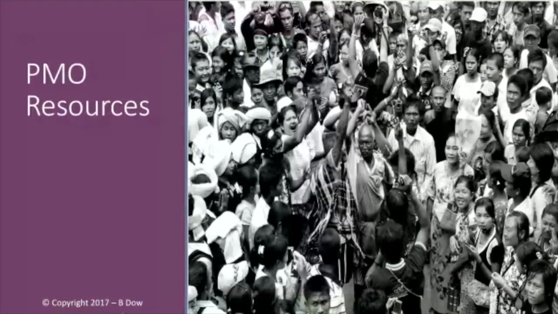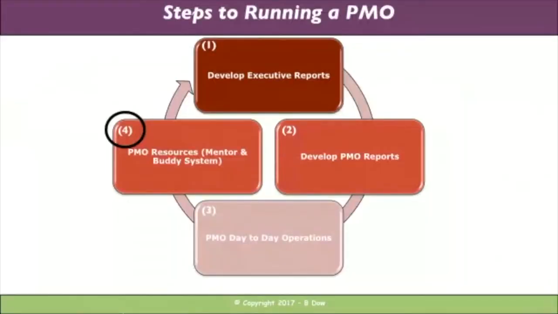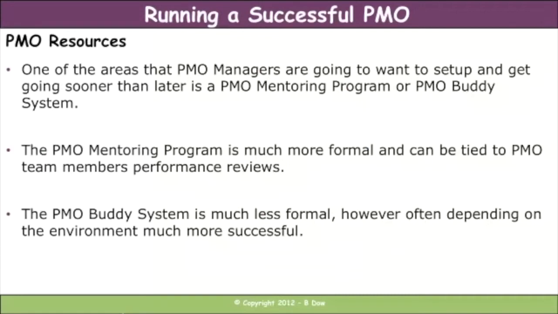So PMO resources. When we looked at that round circle a couple minutes back, we said there's really 4 components. We talked about reporting and then specific reporting. Then we got into the day-to-day, but we've got to think about our resources. What can we do from a PMO resource perspective? It's so important. Here's that circle, and we're basically at number 4. What I strongly suggest you set up is your mentoring and your buddy system. One of the areas that PMO managers want to get set up and going as soon as possible is either a formal PMO mentoring program or a lighter touch informal buddy system.